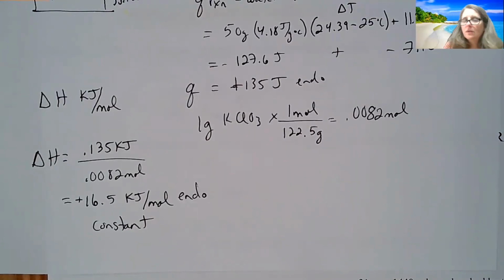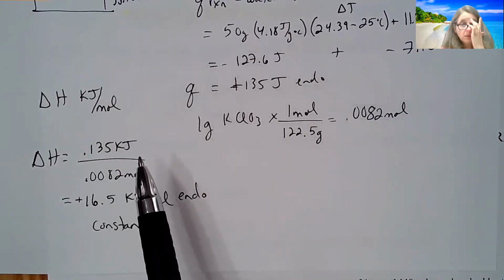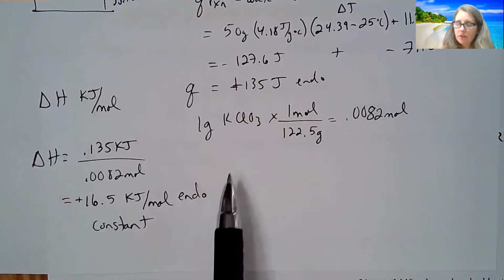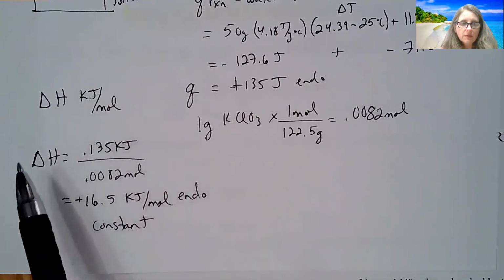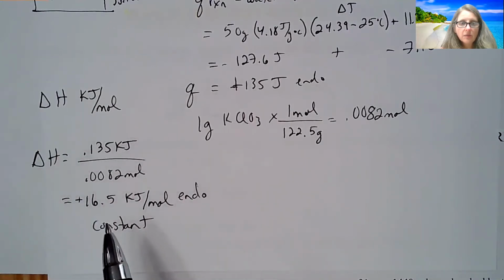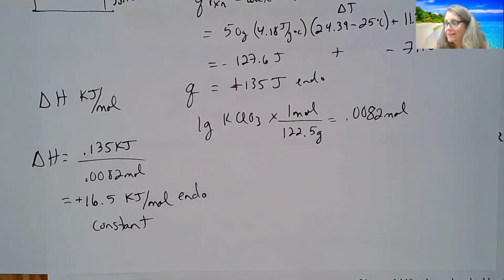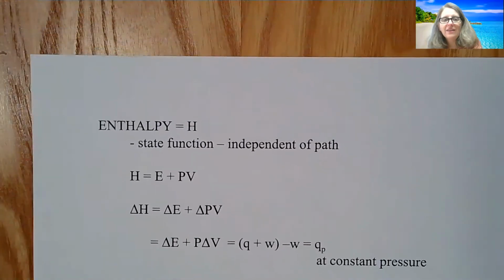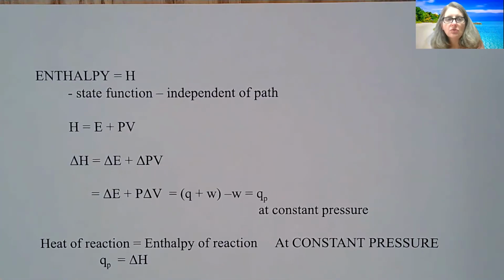So this is a continuation of chapter 5. What I want to talk about in this video is enthalpy. I kind of alluded to it in the previous video when we were doing the calculation. Delta H is what we call a constant for any substance. So this is what we call enthalpy, delta H, okay?